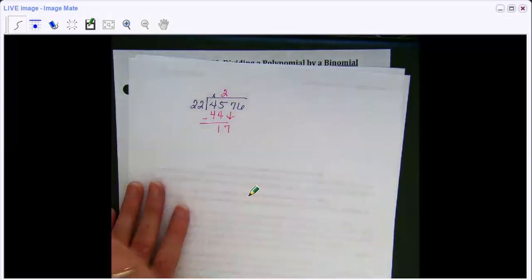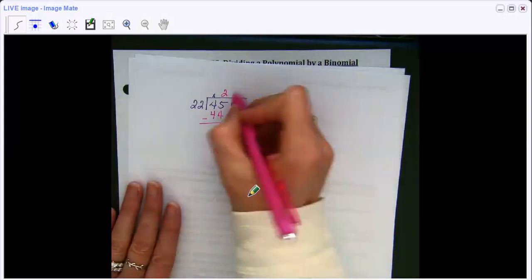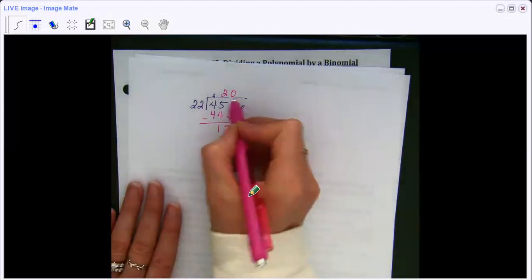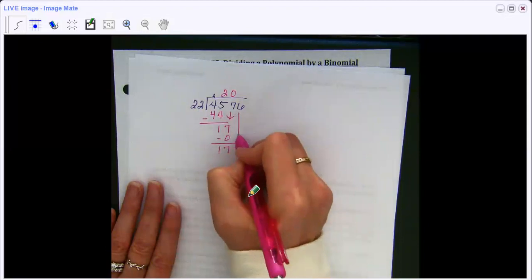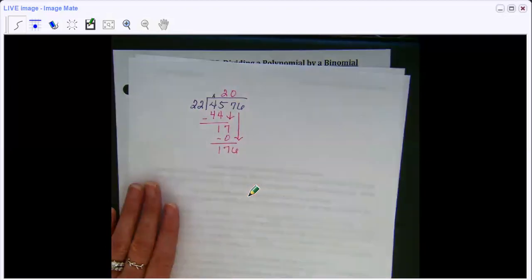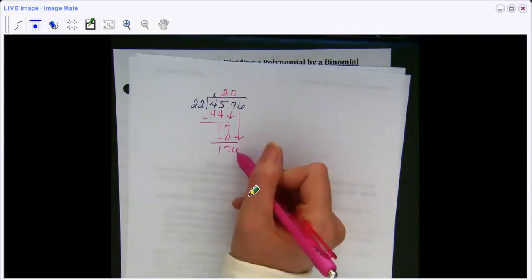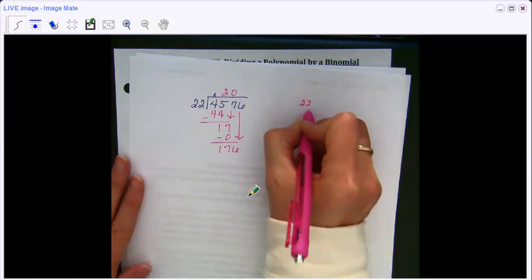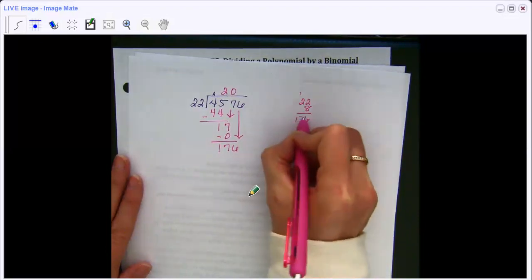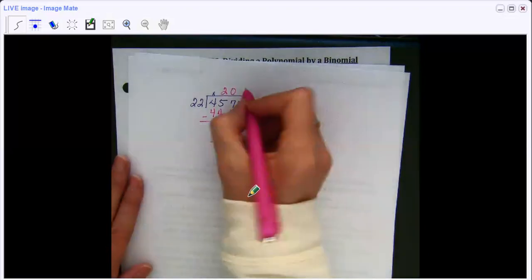How many times can 22 go into 17? 0. We cannot forget to put the 0 right here. 0 times 22 is 0. 17 minus 0 is 17. And then we bring down the 6. How many times can 22 go into 176? Well, I know 20 can go into 100 5 times, and I know 20 can go into 60 3 times. So I'll try 8 first. Oh, and look at that, 176. It goes in there evenly.